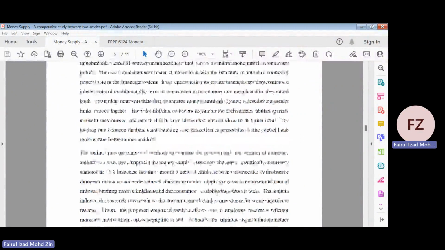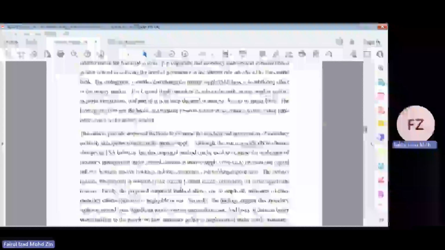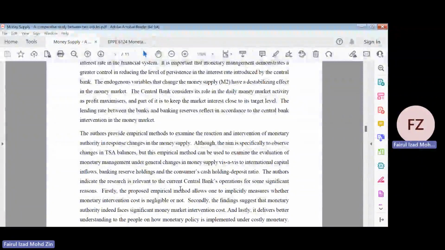The authors provide empirical methods to examine the reaction and intervention of a monetary authority in response to changes in the money supply. Although the aim is specifically to observe change in the asset balance, this empirical method can be used to examine the evaluation of monetary management and the general changes in money supply, and vice versa, to international capital inflows, banking reserve holding, and the consumer cash holding deposit ratio.